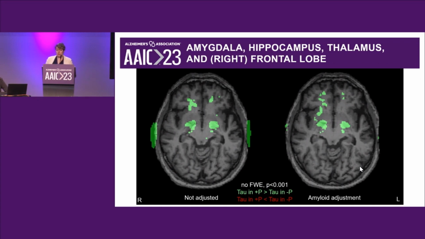So the model on the right here is corrected for amyloid using centiloids, as a variation in amyloid level may be another reason for differences in elevated tau between groups. Potential unilateral clusters of significant voxels appear here in the frontal lobe, in addition to the survival of significant voxels in the regions I mentioned, the amygdala, hippocampus, and thalamus.